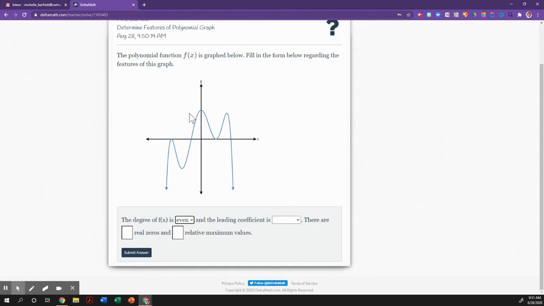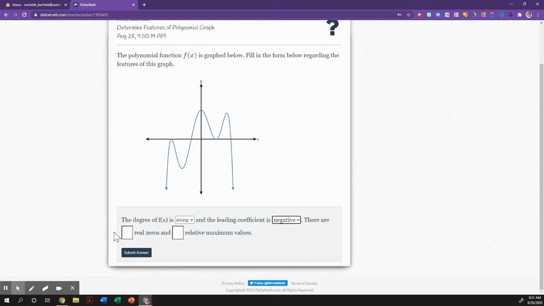The leading coefficient is. Now this one you may have to do some trial and error, based on the parent function. And some of you may have no idea what the parent function is. Well, usually even functions have their end behavior pointed up, and their parent functions would be pointed up. This is pointing down. So the leading coefficient is negative. It's been flipped over.